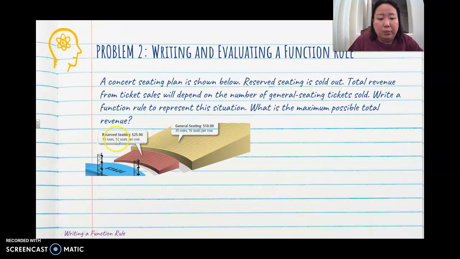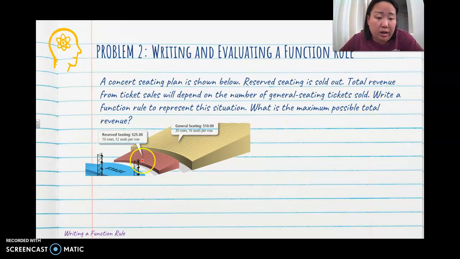As you can see here, we have reserved seating, $25 each. There are 10 rows and 12 seats per row. General seating, on the other hand, is $10. There are 30 rows and 16 seats per row. Reserved seating is already sold out. The total revenue from ticket sales will depend on the number of general seating tickets that are sold.